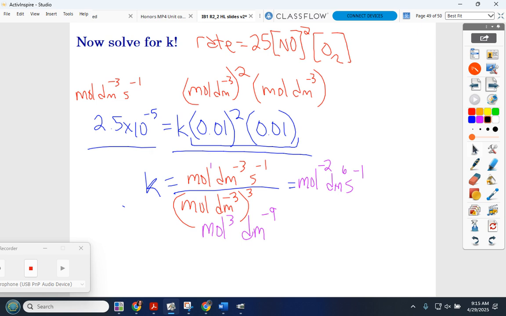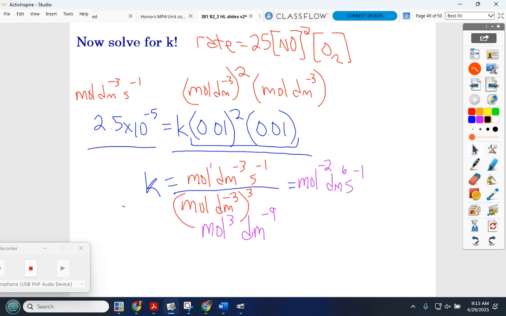And then each of the concentrations is also moles per decimeter cubed, right? That's our standard solution concentration, or concentration of a gas in this case. So moles per liter, moles per decimeter cubed. And we have to make sure that we square anything that is second order, and then basically multiply them all together.